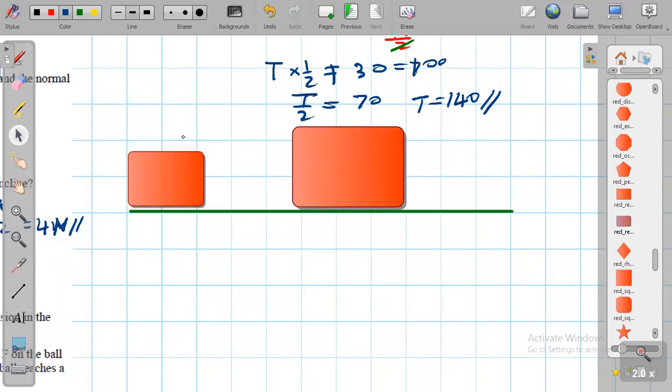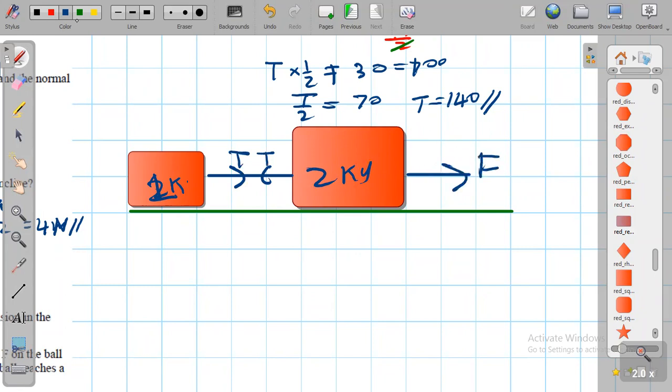One is 2 kg, the other one is 1 kg. Right, have a good look here. 1 kg, 2 kg. And the tension here, we don't know, but there is a force of F. It is a frictionless surface, no friction. So the entire force is applied on Newton's second law, F equals ma.